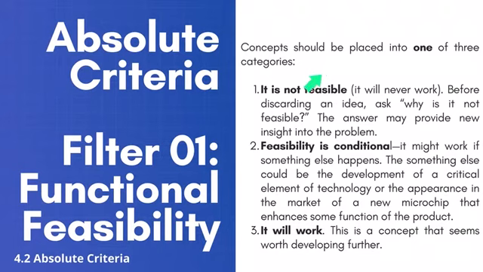So from the three categories, we will only consider the concept that falls under the third category, which is it will work. The concept that falls into the first category, which is not feasible, and the concept that falls into the second category, which is feasibility is conditional, we will not consider for the next step in the evaluation process.